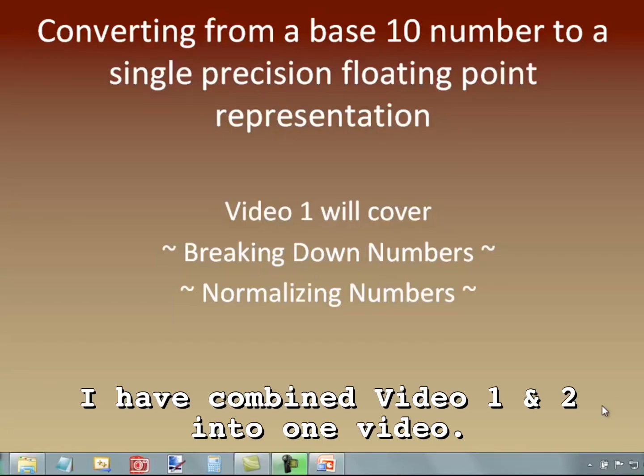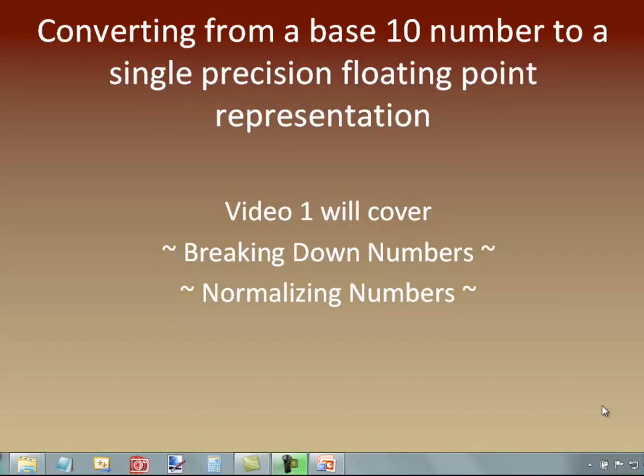There are a few things to know before attempting to convert a base 10 decimal number into a binary floating point representation. In this video, we will cover how to dissect a number and how to normalize it. Don't worry, you're probably already familiar with the term normalize because it's also known as scientific notation. First, we must understand how numbers in general can be broken down.